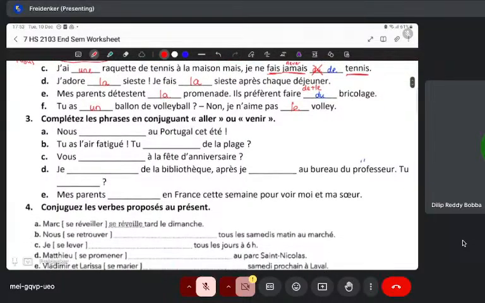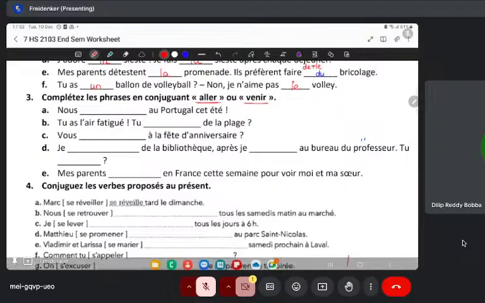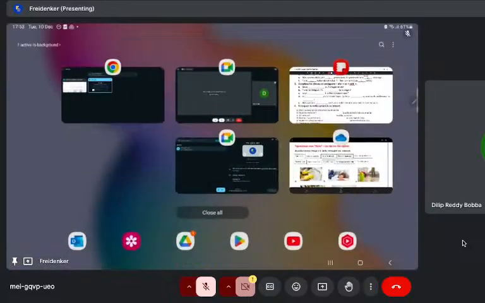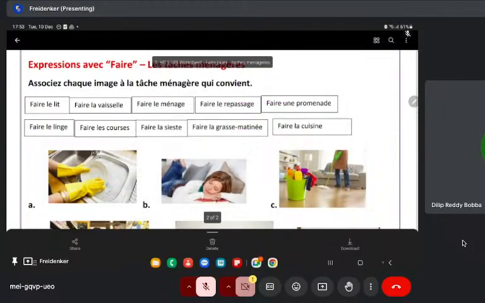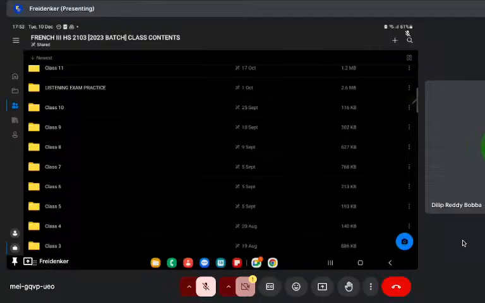Okay. Compléter les phrases. Okay, they're asking you to conjugate. Okay, this is another topic now. Now I think we are done with this topic: the activities, the actions. The other topic was, where is this?